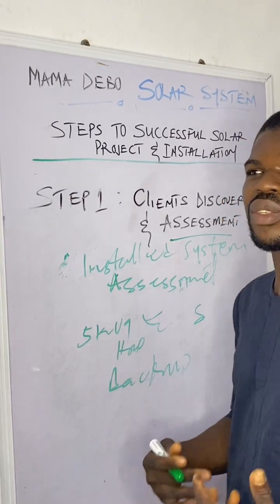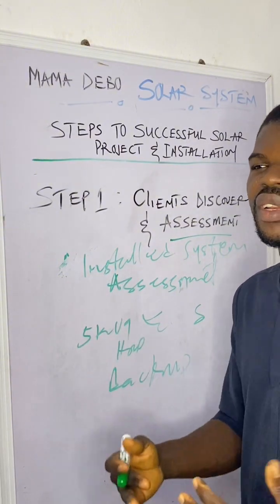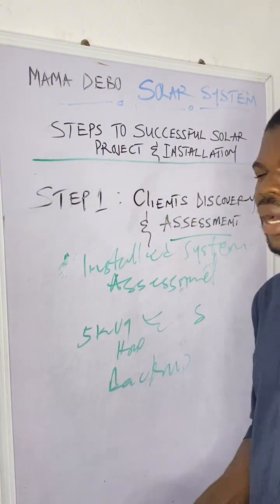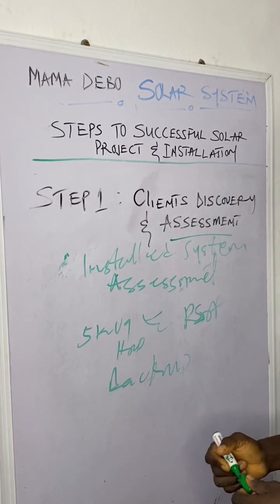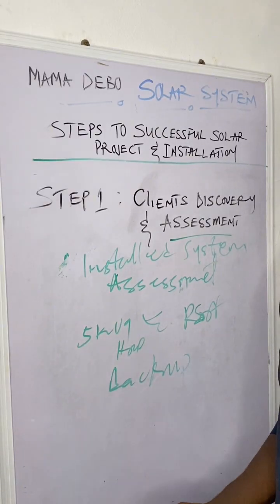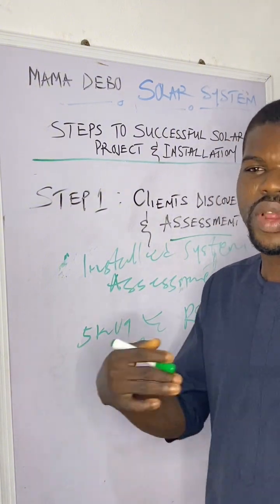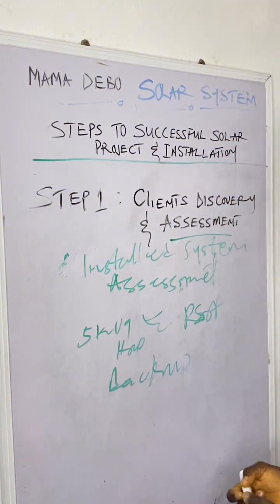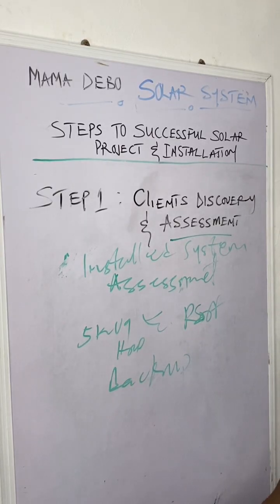During your assessment, that is when you are going to determine the length of cable. You must check the roof you want to put the solar panel on, to see if the roof will be able to carry the weight of the solar panel. Because if the roof cannot carry the weight of the solar panel, there is high probability that when you install the system, it will damage their roof. So you check during assessment.